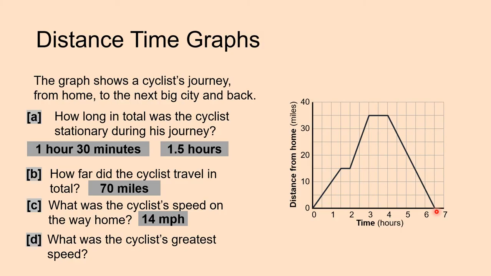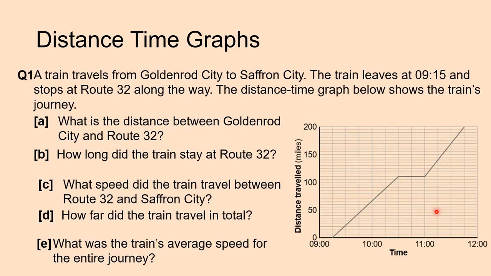It then says, what was the cyclist's greatest speed? So we need to look at which part of the graph is steepest, and it's this. And we do the same again. We do the height, which is 20 miles, divided by the width, which is an hour, to get 20 miles per hour. Have a go at this one on your own.